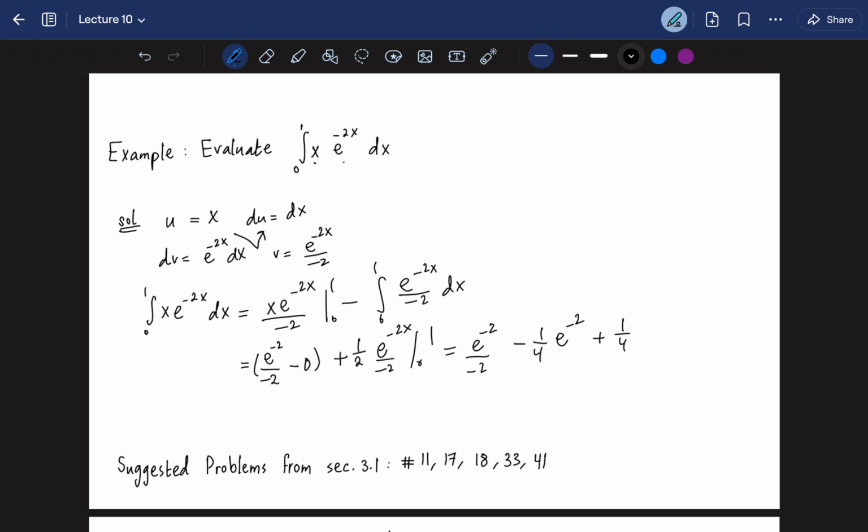Sometimes you might need to do a trial and error where you take a u to be a certain function. If it doesn't work, if you get the new integral is more complicated, you know that your choice is wrong and you need to go back again and do a different substitution for your u and apply the formula again, and you'll see if that works or not. So, these are some suggested problems from section 3.1. Try and do them if you need extra practice.